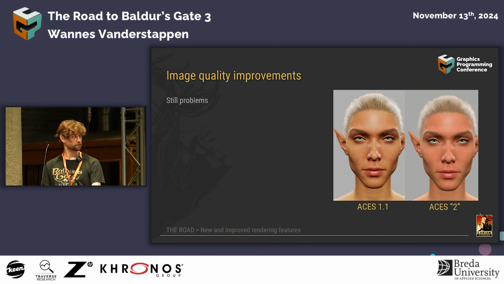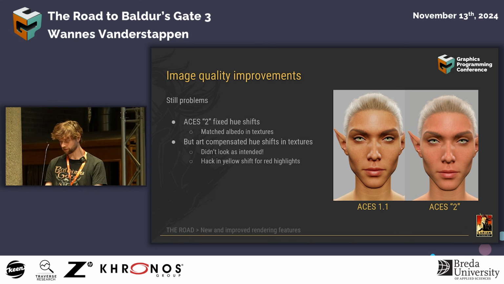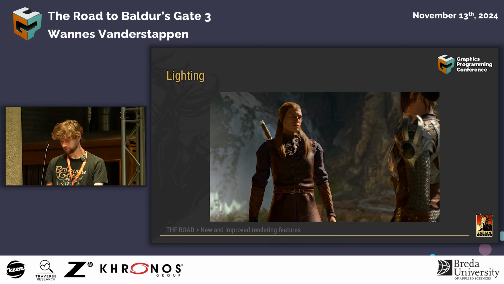So things looked a lot better. On the right, it's less contrasty, and you can see that there's a hue shift as well, which was actually good in a sense, because that character on the right is actually the albedo color in the textures this time. But art also compensated for these hue shifts. So it didn't look as intended anymore. The character was supposed to look a bit more yellowish in this case. So we had to introduce a hack in the new version to kind of compensate for that again, so that the red highlights were more yellowish again. This is something we will obviously remove in the future.